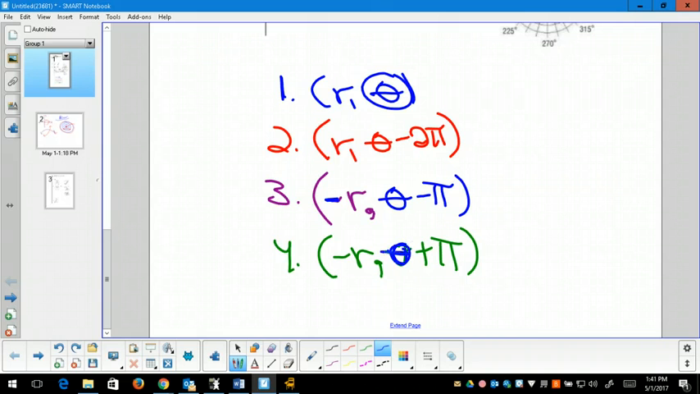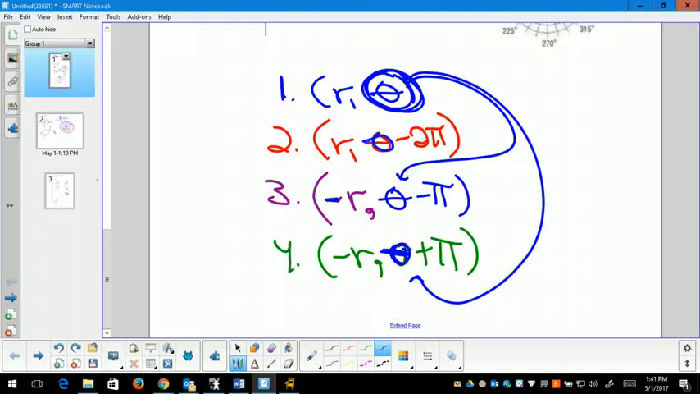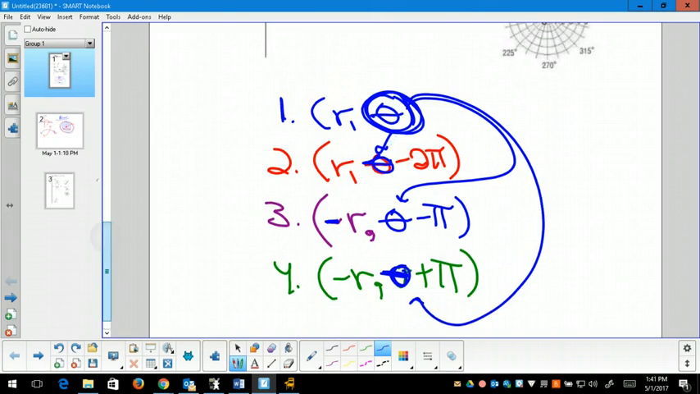So this theta right here is coming from here. And the same thing here. It's the original theta that we had if we did our shortest angle measure from the polar axis to the point's location. So we're going to go through an example of this.